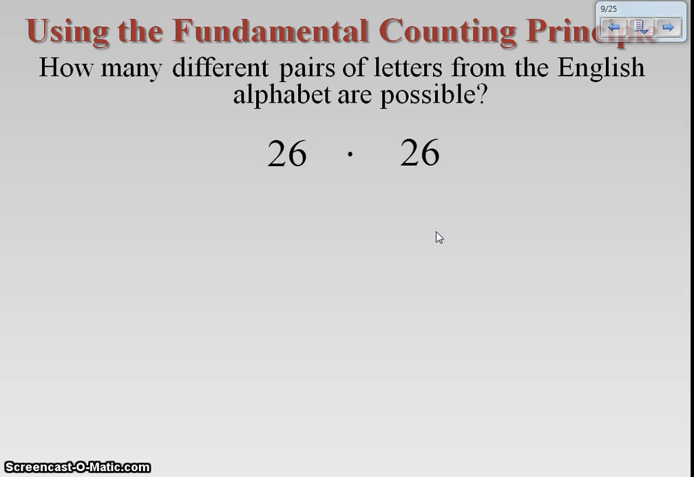Multiply them together. Again, ladies and gentlemen, if we're moving too quickly, just ask the substitute to pause and let you catch up. And you are welcome to back up the video at any point in time also if you need to. 26 times 26, 676 possibilities.